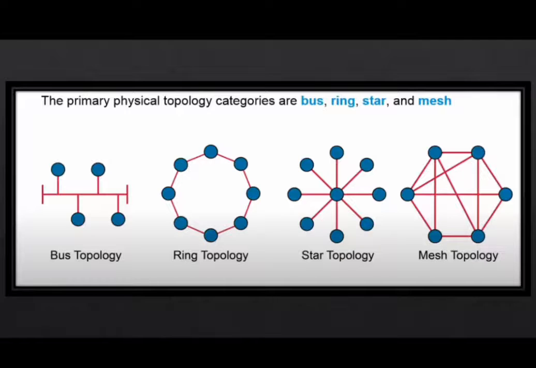Next is the star. This is the topology for a local area network in which all nodes are individually connected to a central connection point. For example, it's like a computer shop. Next in the list is the mesh topology, a network setup where each computer and network device is interconnected with one another.